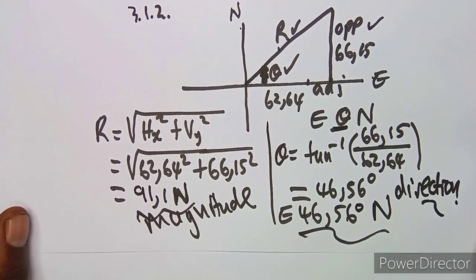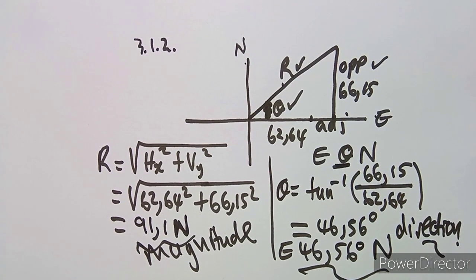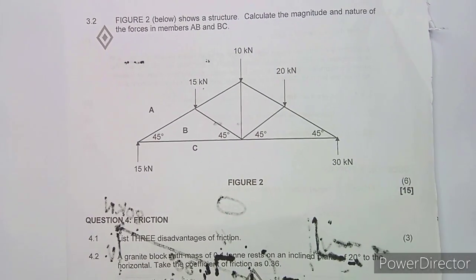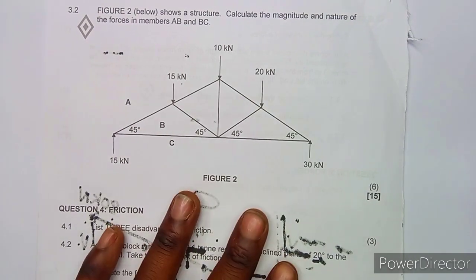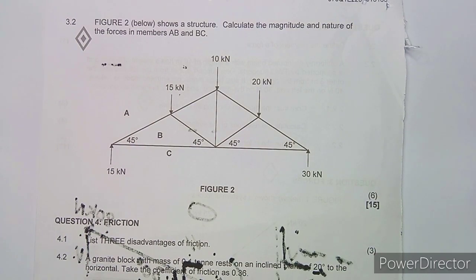Okay, so these are some of the typical questions that you can have when you are working with these forces. These are typical questions that you can find. And another one, still on these forces, is where we are given a figure, fig 2 below, which shows a structure. Calculate the magnitude and nature of the forces in member AB and member BC.